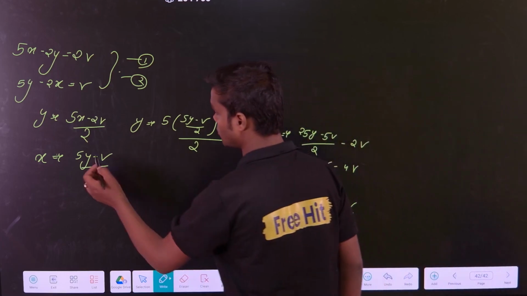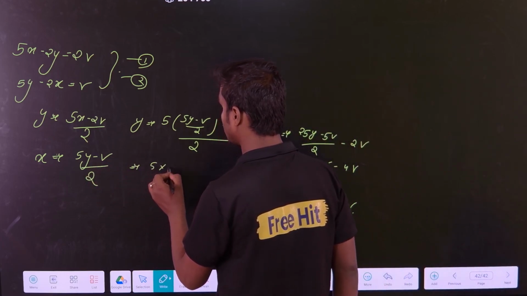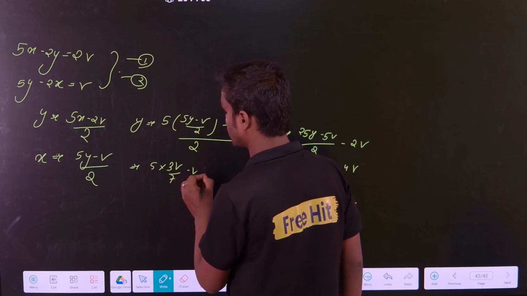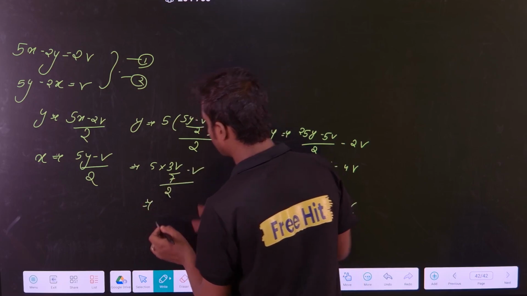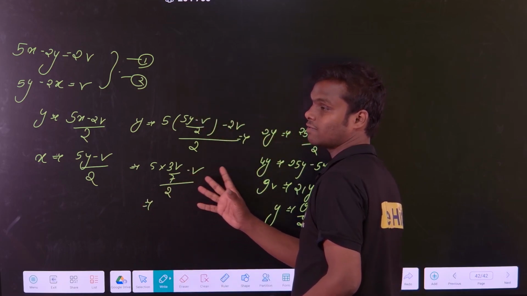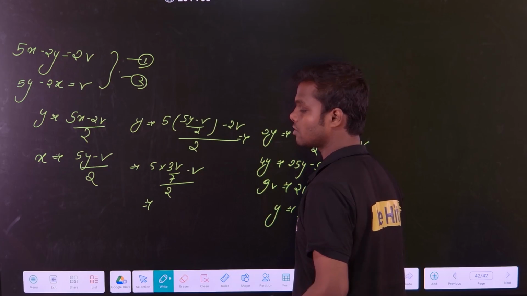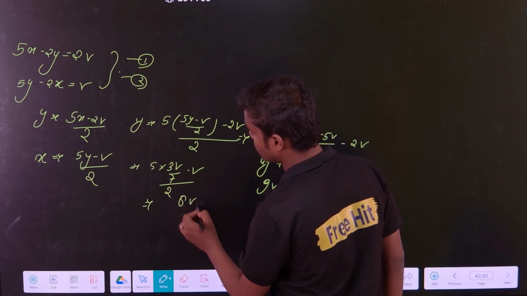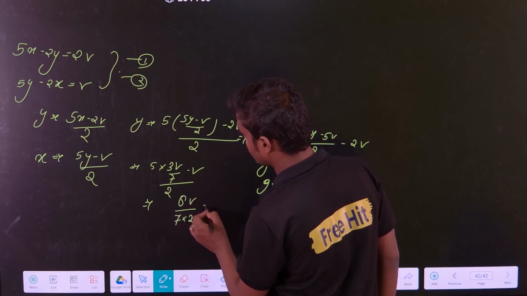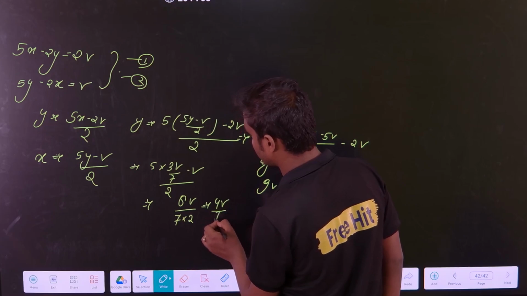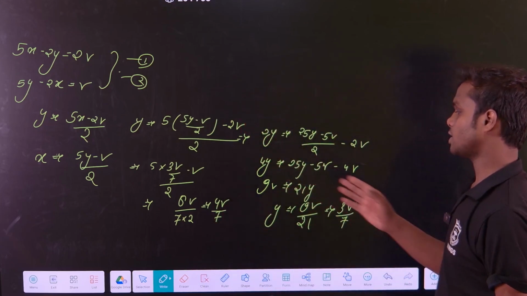As you get y, you put it here. 5 into 3v by 7 minus v divided by 2. So how much you will get? 15 minus 7, 15 minus 7 is how much? 8. So 8v by 2. So you will get x as 4v by 7. Now you know the value of x and y.